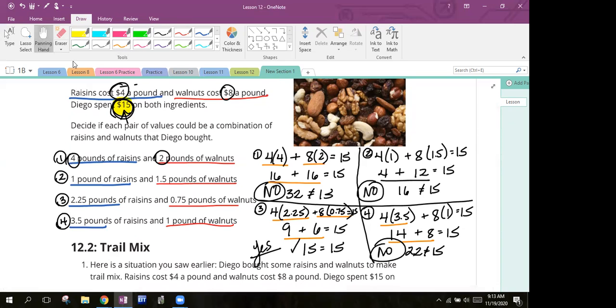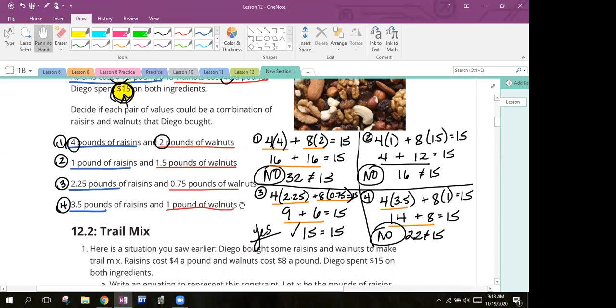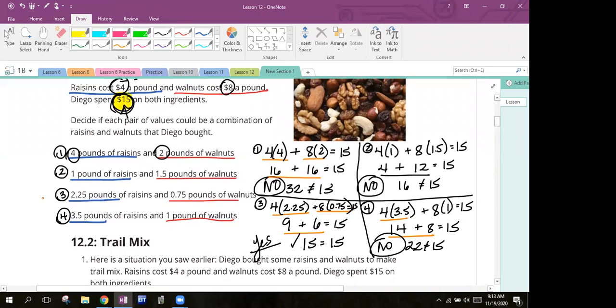Okay, so after working all of those out, I realized that this one is the only one where both of those values would make my equation true. So this was a good activity just to be reminded about what a solution is. And a solution is a value that makes your equation true. So it can be one value that makes it true, or in this case, it's two values that meet our constraint or make our equation true.